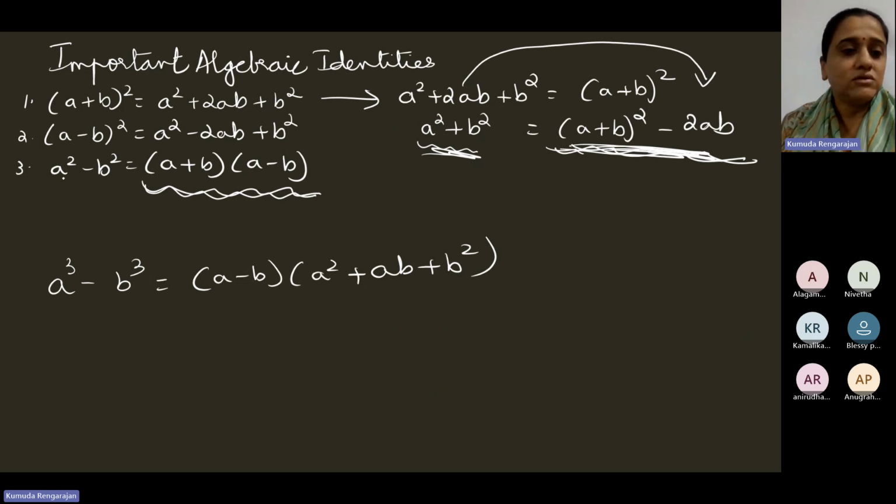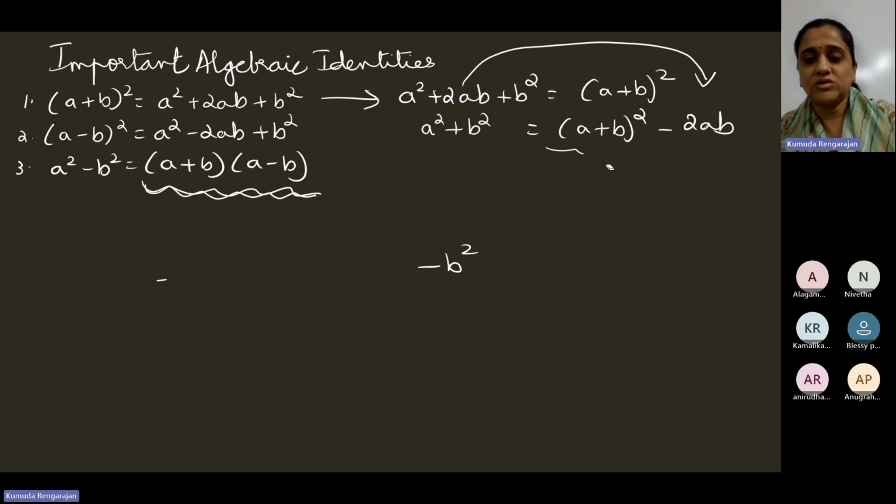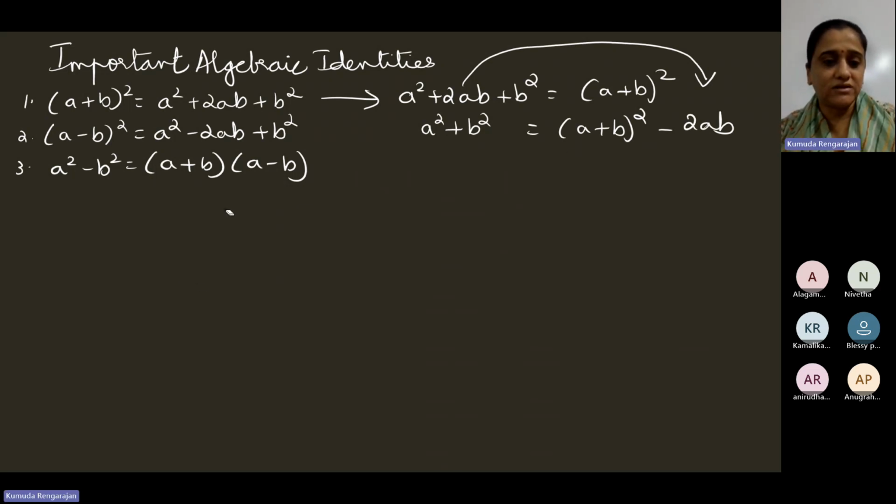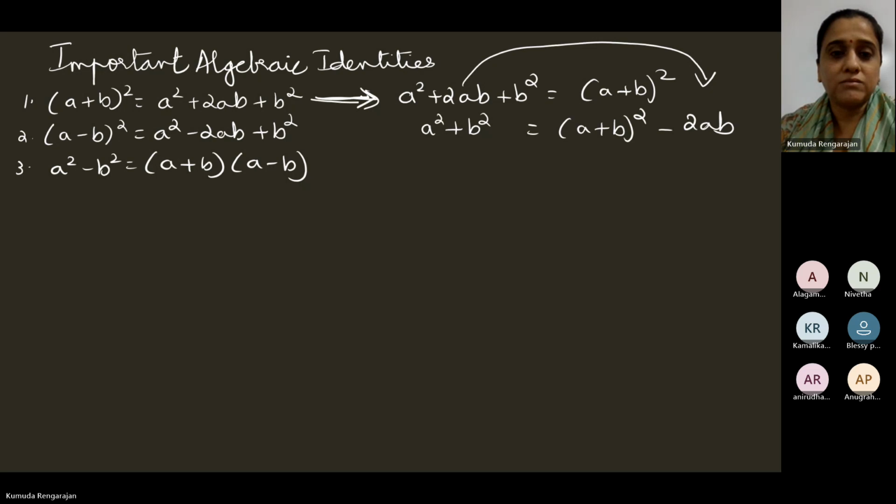So a squared minus b squared can be written as a plus b into a minus b. But what about a squared plus b squared? If in trigonometry you find something of the form a squared plus b squared, write it as a plus b the whole square minus 2ab. So it's a derivative of this identity. Using this identity, we get a square plus b square.